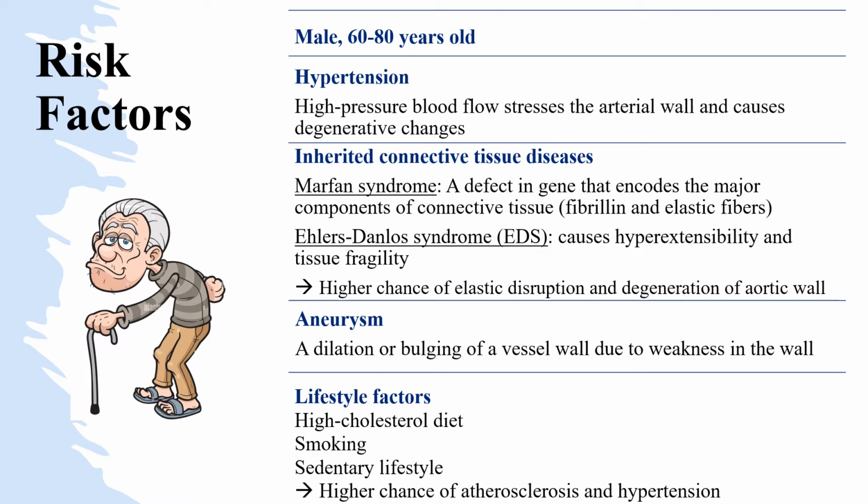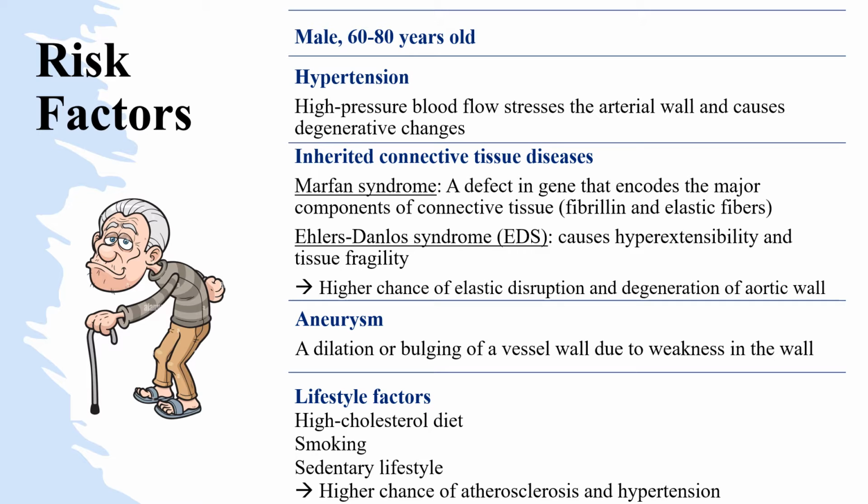Another risk factor is inherited connective tissue diseases. Marfan syndrome is a change in the gene that encodes the major components of connective tissue in the tunica media, including fibrillin and elastic fibers. Meanwhile, Ehlers-Danlos syndrome, EDS, causes hyperextensibility and tissue fragility. Patients who have inherited connective tissue diseases have a very weak arterial wall, so that increases the chance of elastic disruption and degeneration of the aortic wall. And when we discuss the pathophysiology of aortic dissection, you will understand why elastic disruption and degeneration of the aortic wall contribute to the vessel dissection.